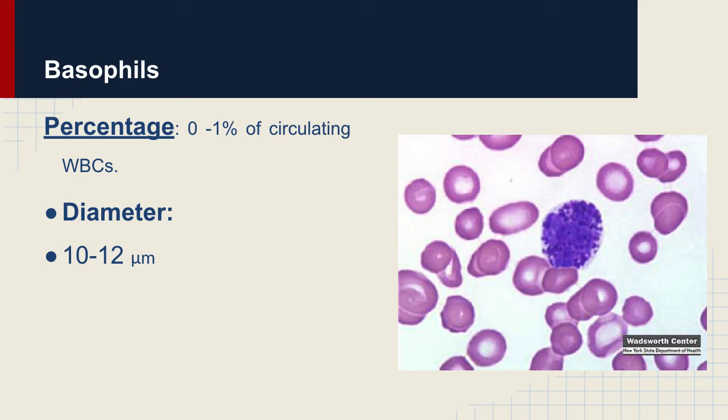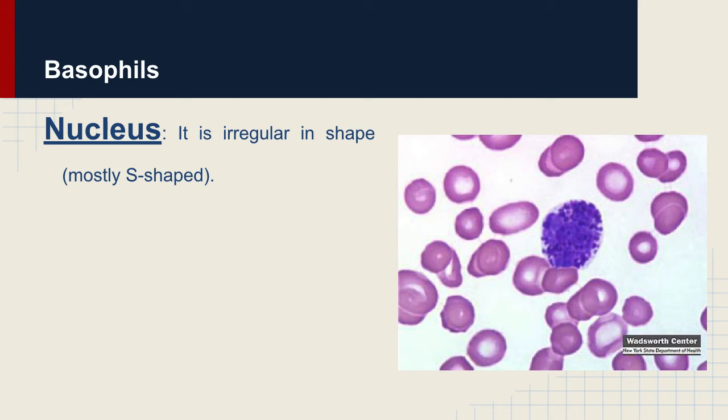The second type of white blood cells is the basophil, the least common type. It represents 0 to 1% of the total circulating white blood cells. The diameter is similar to the neutrophils, from 10 to 12 microns. The nucleus is characterized by being S-shaped, irregular. However, we cannot see the nucleus because of the coarse secondary granules, which are large, basophilic, masking the nucleus.